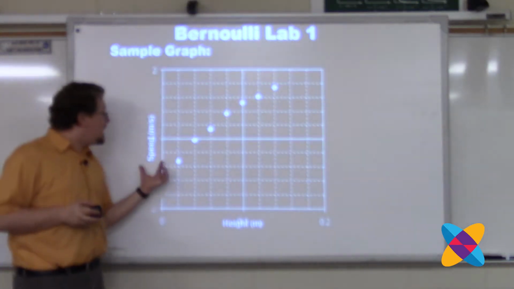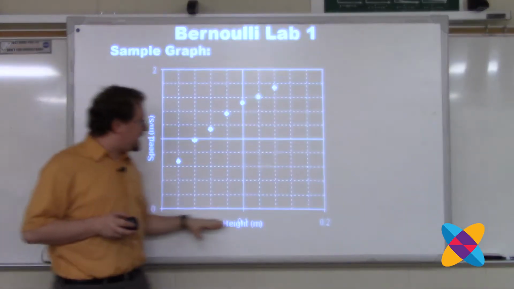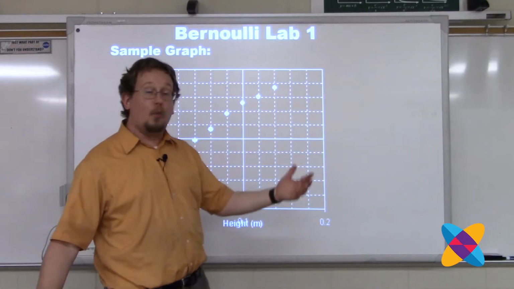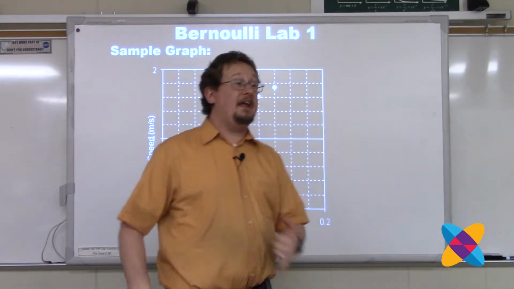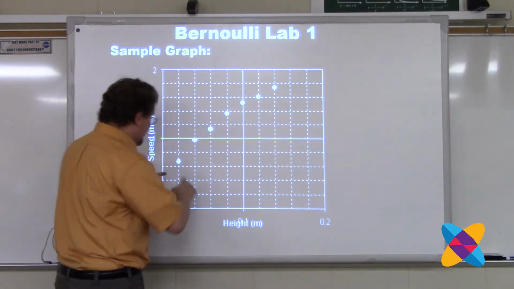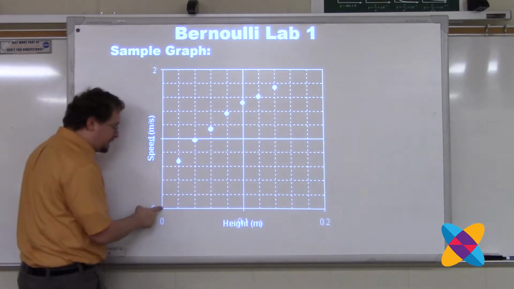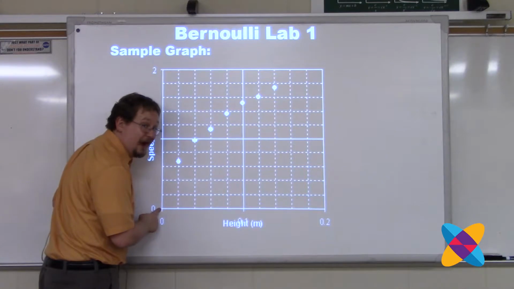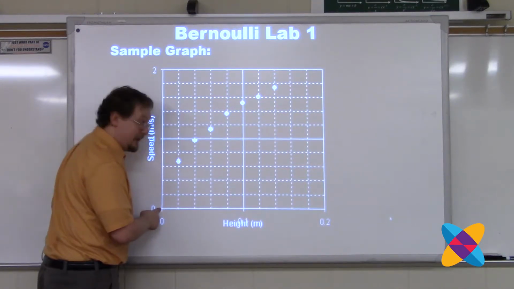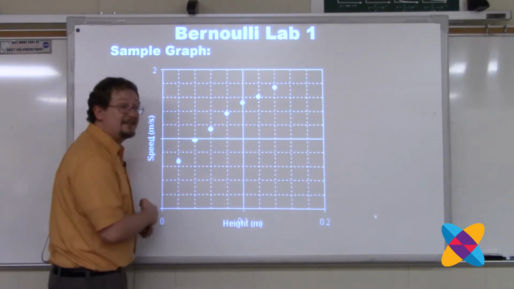I have the students make a graph, speed as it depends on height, and the question is, what type of relationship is this? Is it a linear relationship? Looks like it curves, especially if you remember, if the water has no height, that means that the water ain't going nowhere. So 0, 0 is a data point.